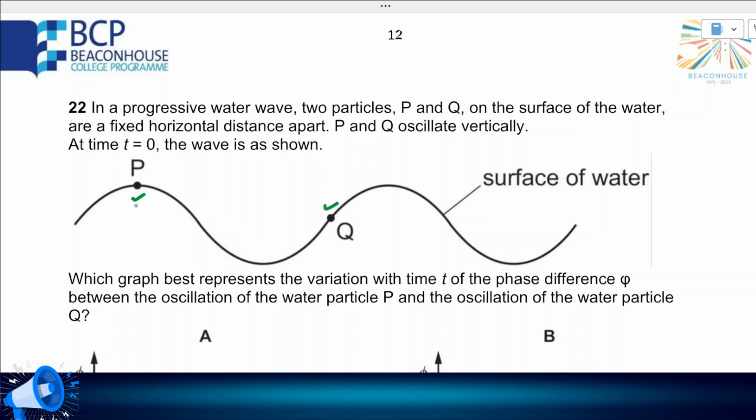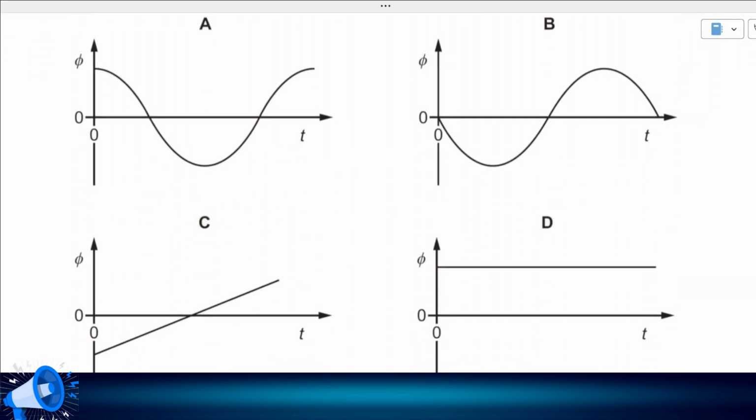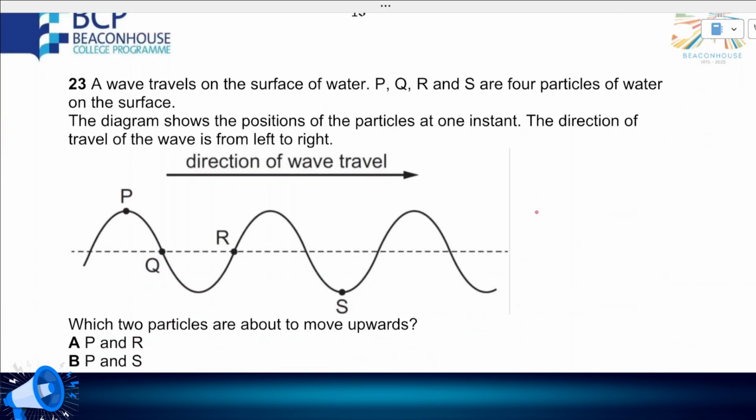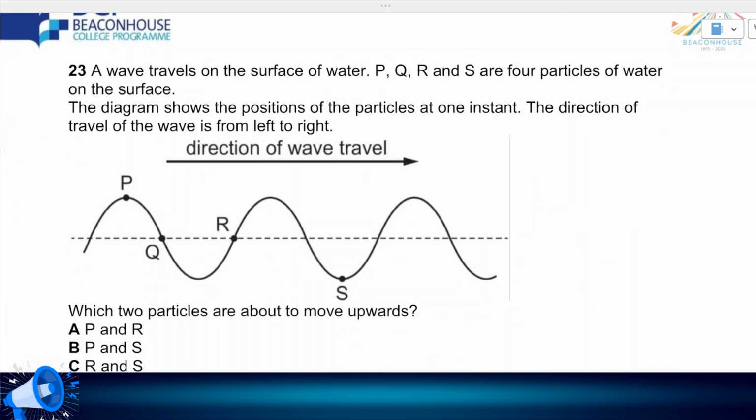I mean, if the first one is P here and the second one we change the point Q from here to here, only then the phase difference would change. Otherwise, the phase difference between these 2 points would remain the same. So we'll pick the option in which the phase difference is constant. Alright, then we have the next one.